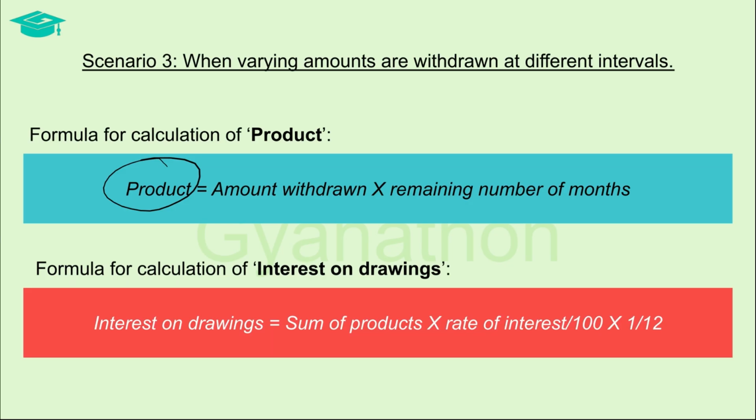Now we come to the actual calculation of interest on drawings. This interest is calculated by taking the sum of all the products as we discussed and multiplying it by the rate of interest and dividing the same by 12, since it is on the basis of outstanding months.